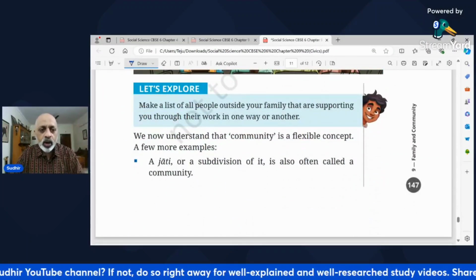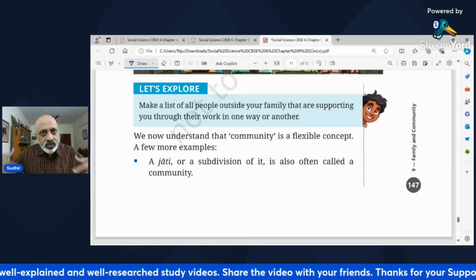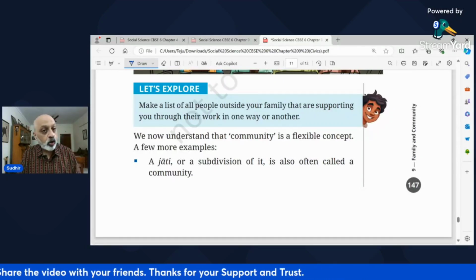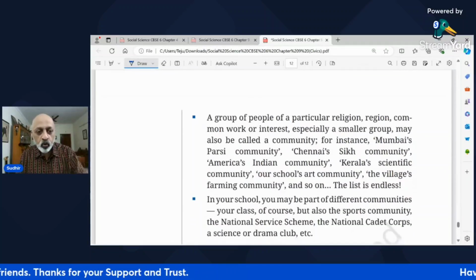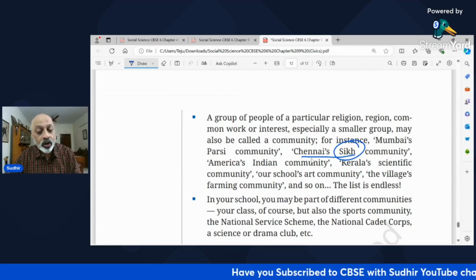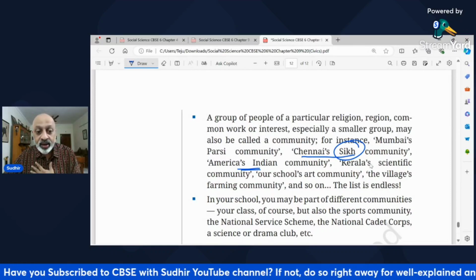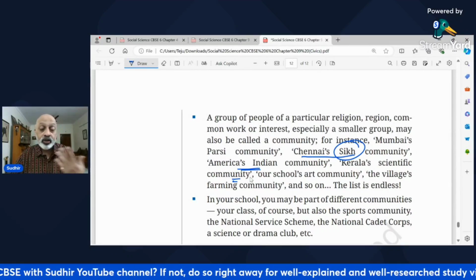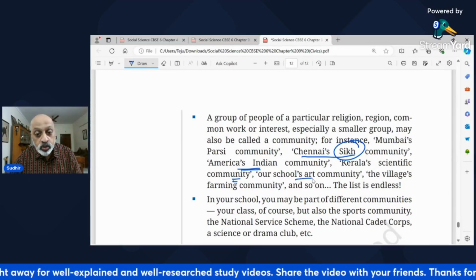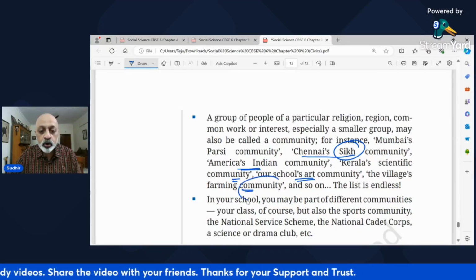So we now understand that a community is a flexible concept. Families are of two types. Community, there can be different kinds of communities. It can be a jati or a subdivision of it, also known as a community, a group of people who work together, like what I just now said. The Sikh community in Chennai would be less in number, but that would be known as the Chennai Sikh community. America's Indian communities, the NRIs. Kerala's scientific community, right? That's also very important. The scientists who live in Kerala working on space missions, etc. Our school's art community, the village farming community, right? So that way also you can talk about communities.